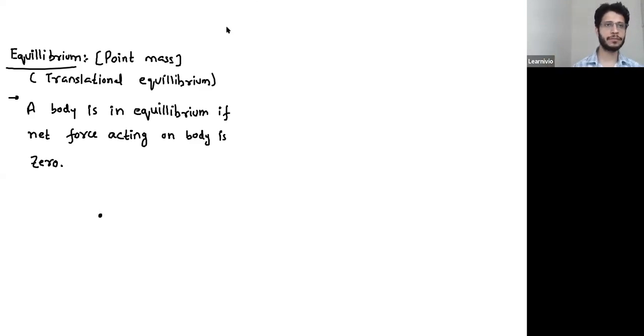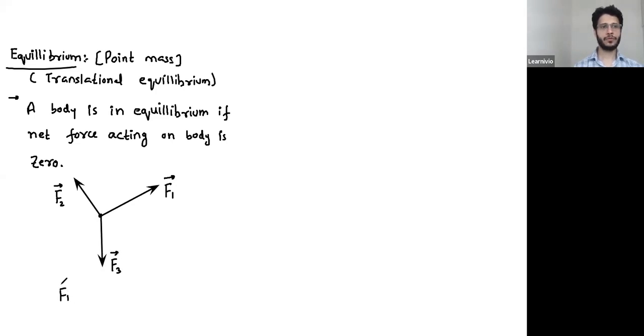So if you have this body, and let's say three different forces are acting on the body. So this is force F1, this is force F2, this is force F3. This means force F1 plus force F2 plus force F3 is equal to 0. This is equilibrium. Equilibrium means the net force acting on the body is 0. F net is 0.